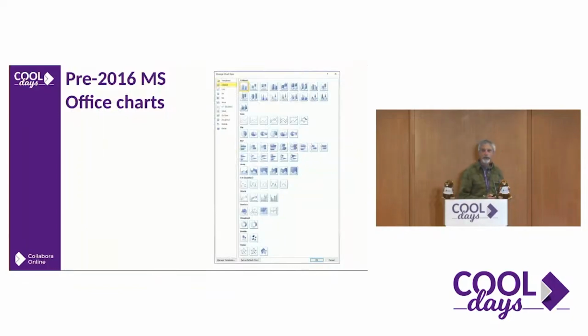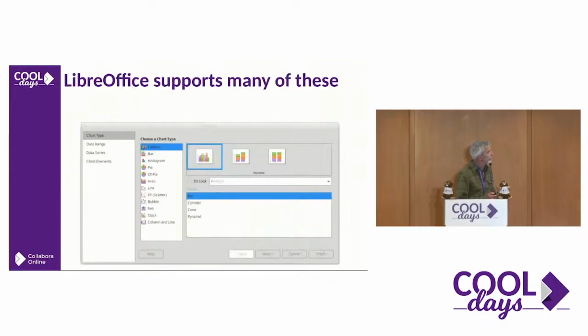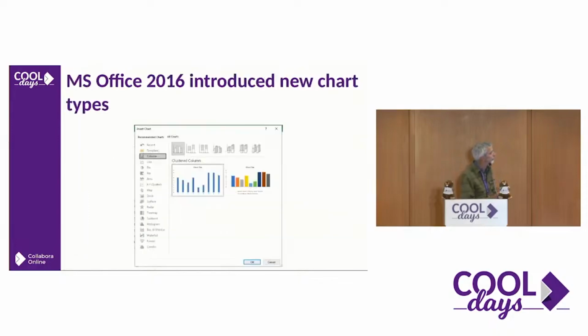So prior to Office 2013, there were about 8 or 9 different types of charts with a bunch of subtypes within them. And this is what the UI looked like. And LibreOffice supports pretty much all of those. The layout is a little bit different in the UI, but basically the same sets of charts are supported as from 2013 and before Microsoft Office.